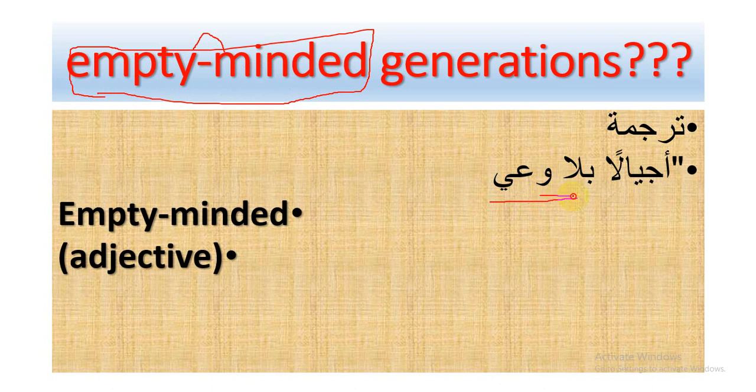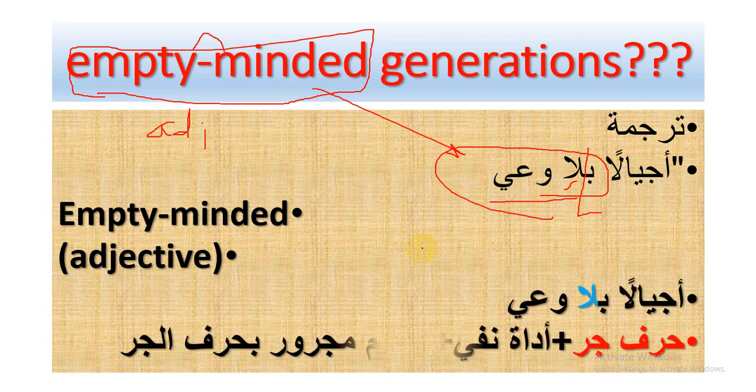How did we get this translation? Here it's an adjective, right? But here we have a preposition and negation, and then we have a noun, right? So we don't have an adjective, but we have three different parts of speech. So أجيال بلا وعي: a preposition which is ب, and a negation item which is لا, and this one is a noun, and this noun is in the genitive case.